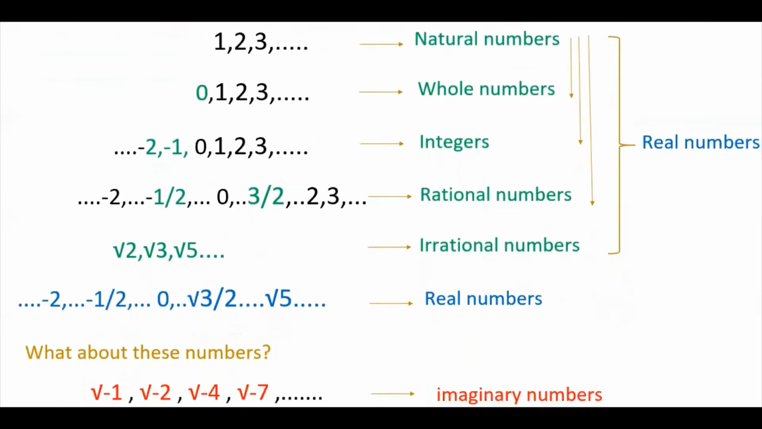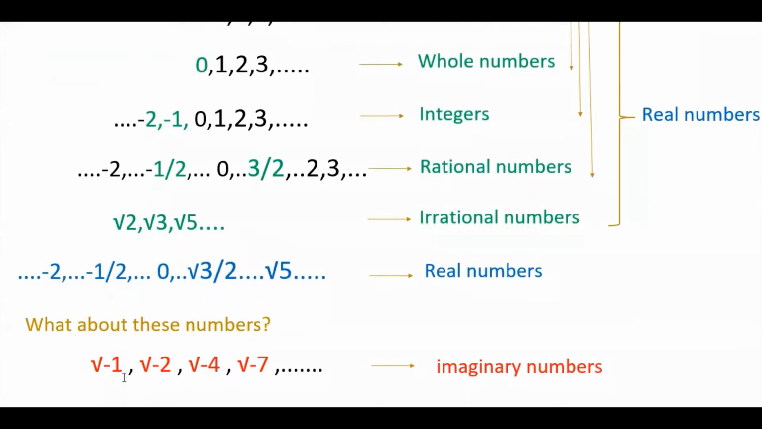And have you ever seen these type of numbers? Root minus 1, root minus 2, root minus 4, root minus 7, etc. In square root, we have learned that there should not be a negative number. But in some quadratic equations, the solutions of some quadratic equations, we will get these type of numbers also. But we cannot find the solution for these type of numbers. So these numbers are called imaginary numbers.